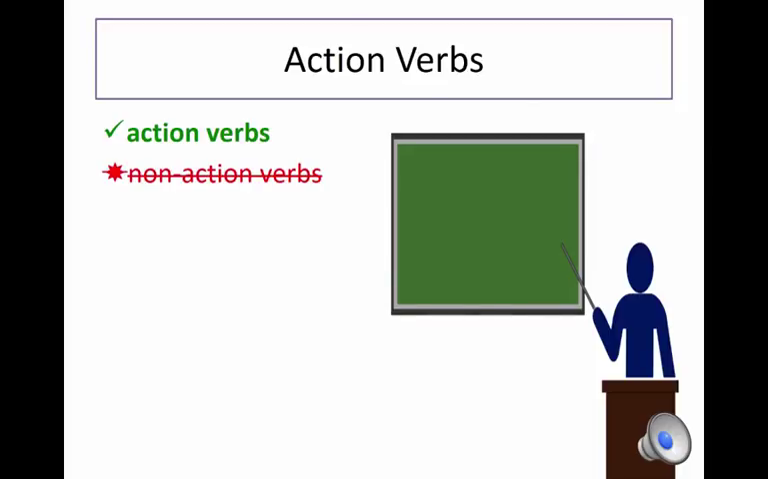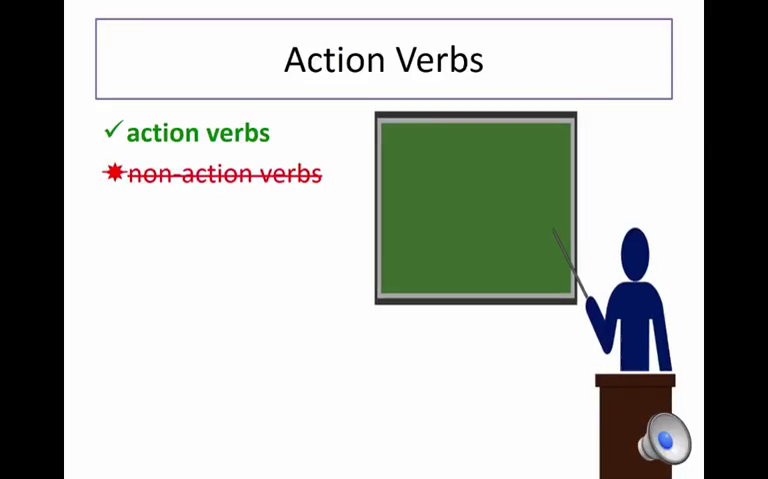Here are a few more examples of non-action verbs that we shouldn't use with the present perfect progressive, except in special cases, like understand, seem, taste, have, appear, prefer, and there are many others.